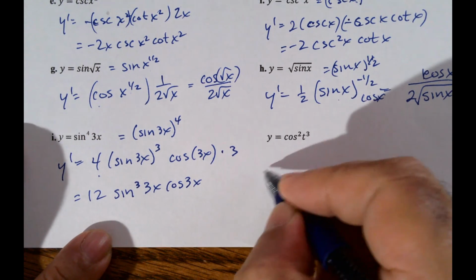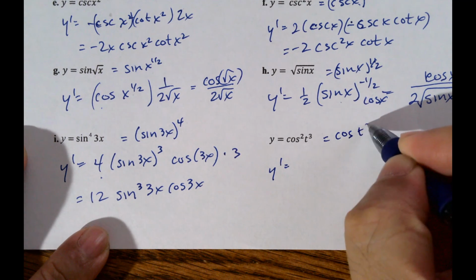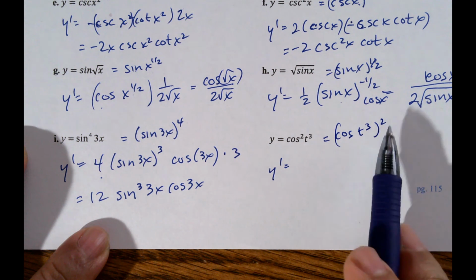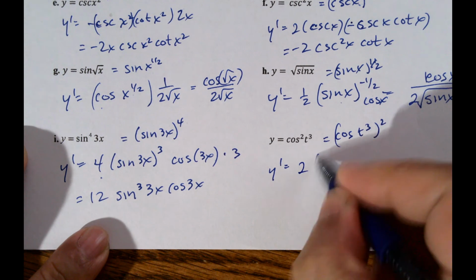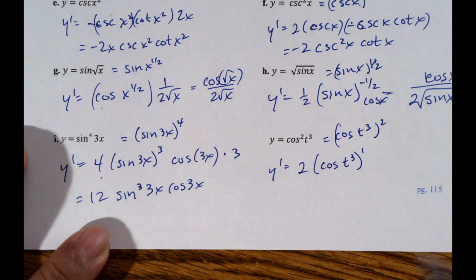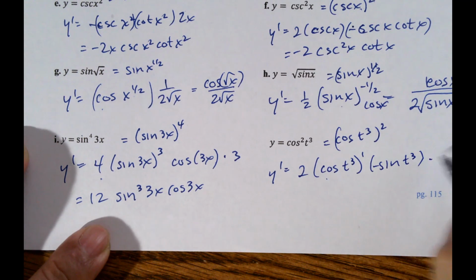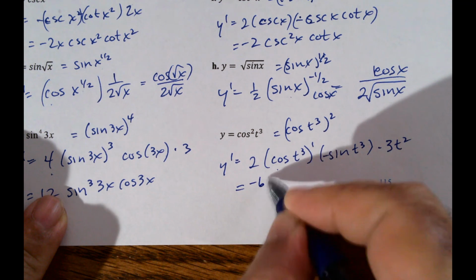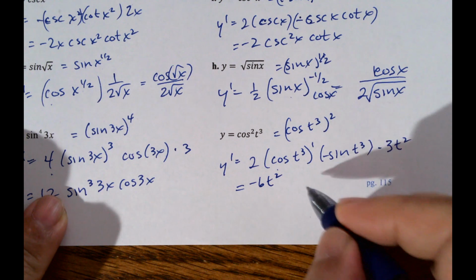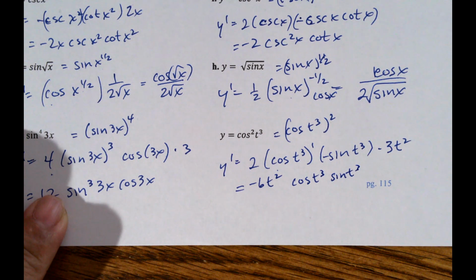Final example on this page, y prime. So remember, this is the same thing as cosine of t cubed, squared. So again, there's 3 functions: the exponent of 2, the cosine, and t cubed. So bring down the exponent of 2. Cosine t cubed to the 1st, times the derivative of cosine, which is negative sine, keep the inside of that, times the derivative of t cubed, which is 3t squared. All right, so that's going to be negative 6t squared. And everything else is the same. So it's cosine of t cubed, sine of t cubed. And that's page 115.